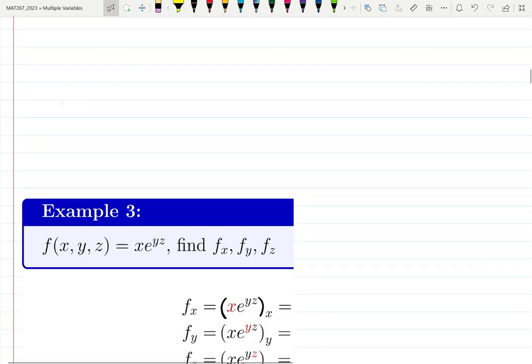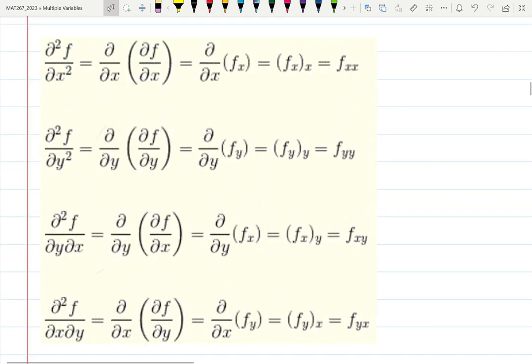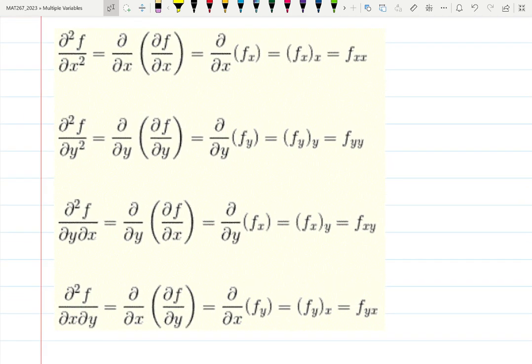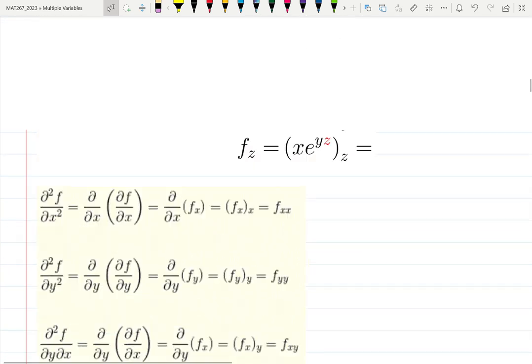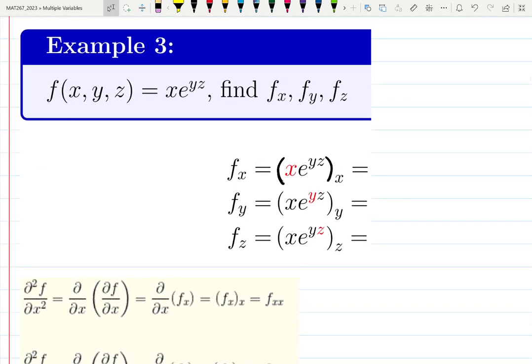Okay, this is good. Let's practice more. So let me show you. This is what we did. Second derivatives. Now you have a good table. I want you to have good notes. Let's practice more, and then you will do it by yourself. Okay, let's do it. Write down the function: x e to the yz.